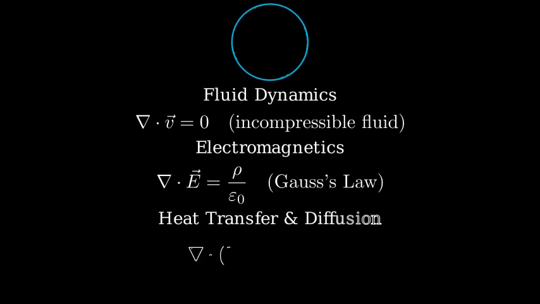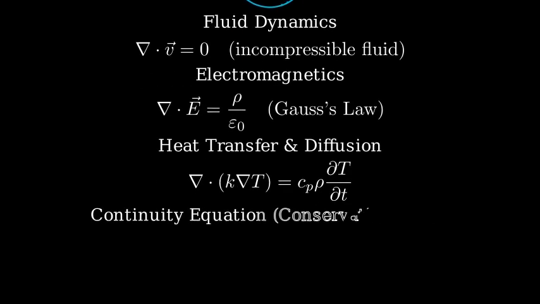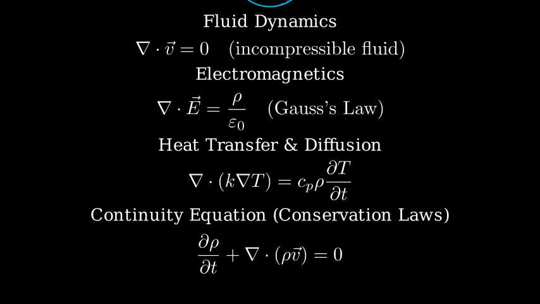In heat transfer and diffusion processes, the divergence helps describe how heat or particles spread throughout a medium. The divergence is also central to the continuity equation, which is a mathematical statement of conservation laws in physics, such as conservation of mass, energy, or charge.